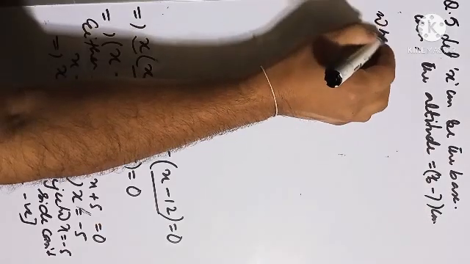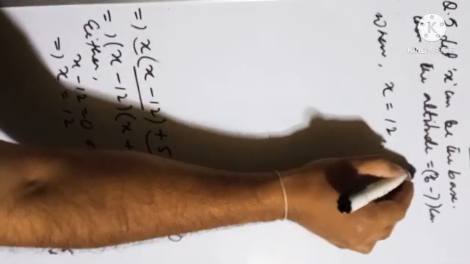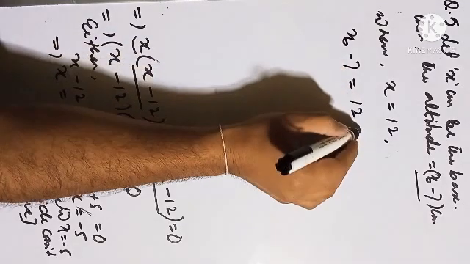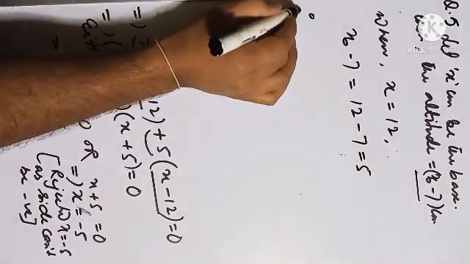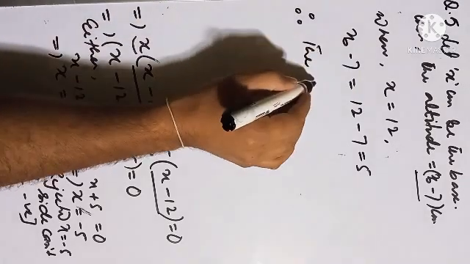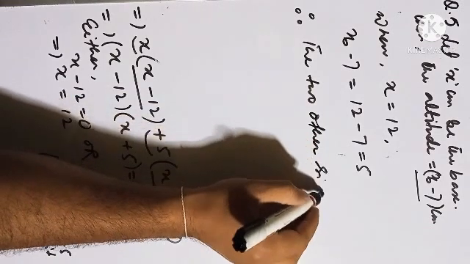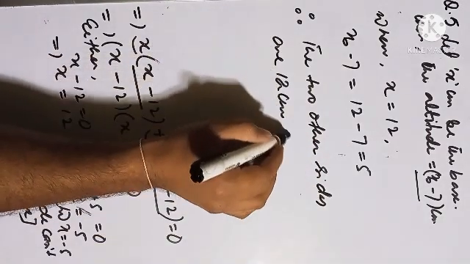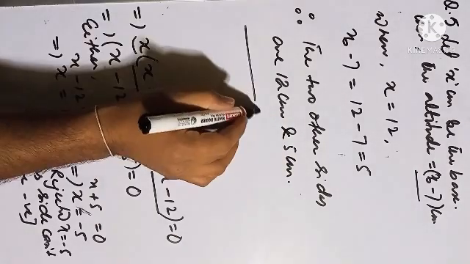Okay, I'll continue here. So when x is 12, let us find the value of x minus 7. x minus 7 equal to 12 minus 7, then we get here 5. Therefore, the two other sides are 12 centimeter and 5 centimeter. We have completed the answer here.